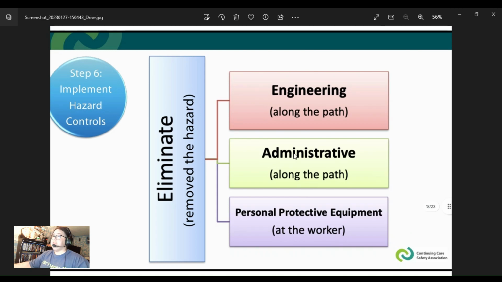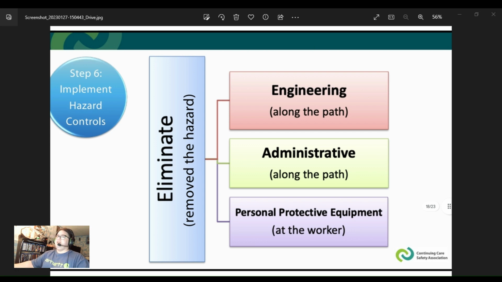And step 6, implement hazard controls. So the most effective thing to do is to eliminate a hazard completely. If you can do that, do that. Next best bet is engineering.